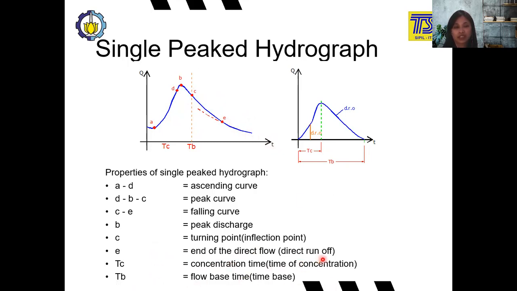PC is the concentration time. The concentration time is the time that the river needs for the water to flow from the upstream to reach the downstream. And there is this time base, which is actually the time from the rainfall until the water flowing comes back to how it was before rainfall. So the time base is the total time since the beginning of the rain until the water stops flowing.